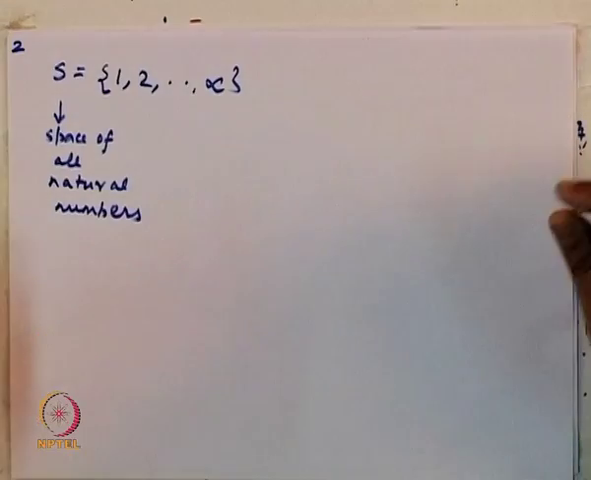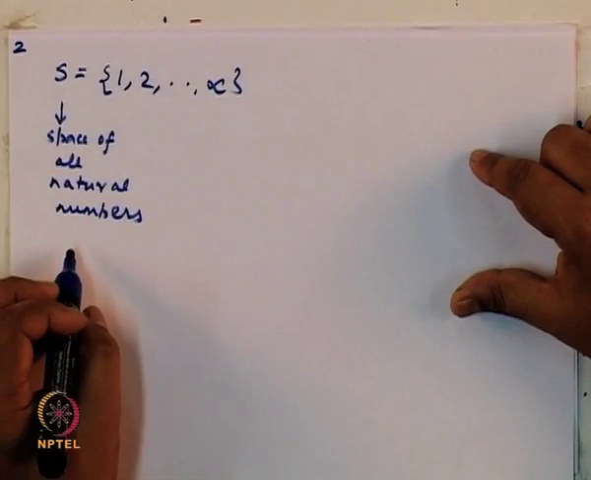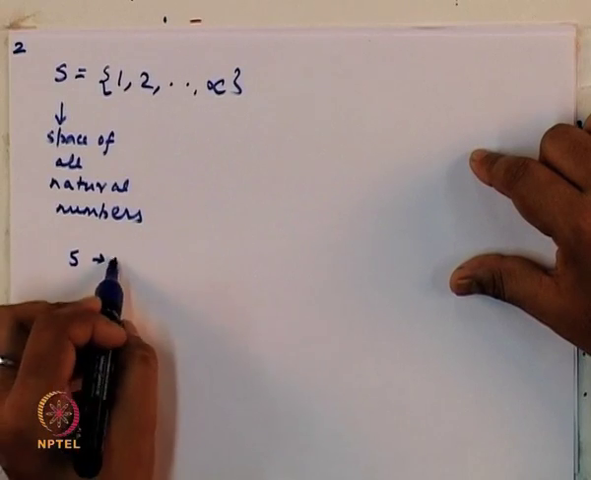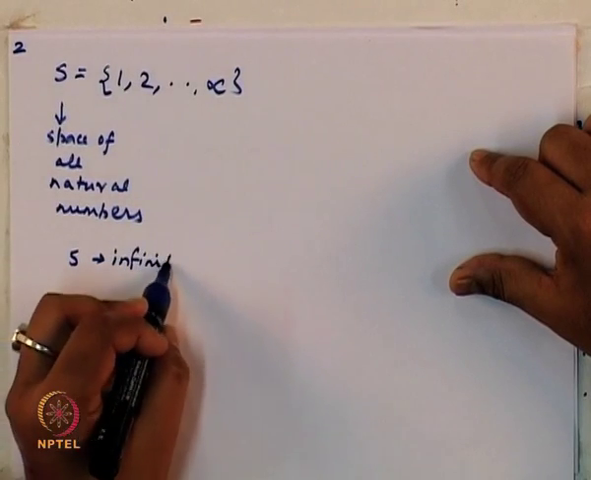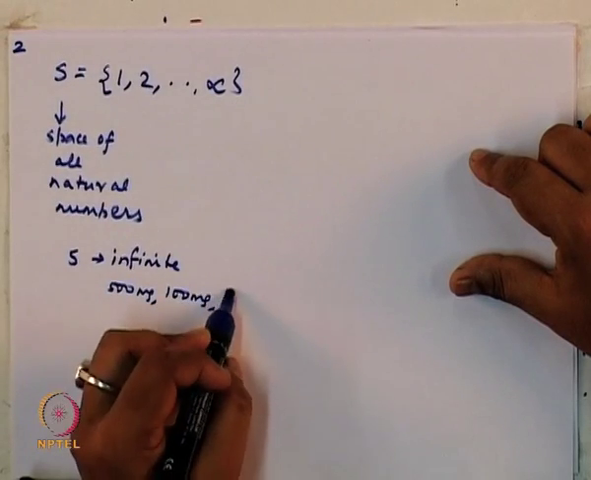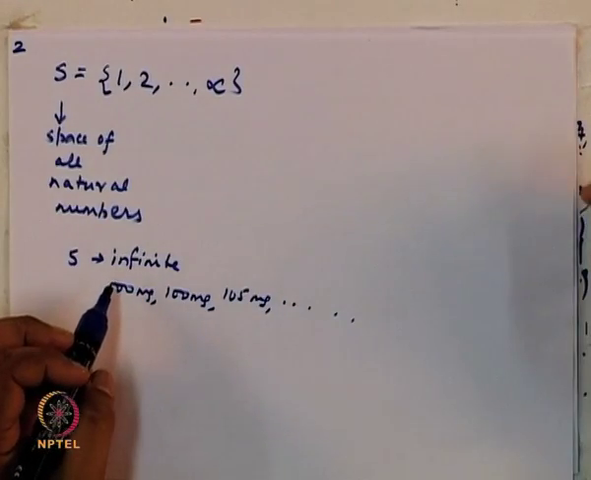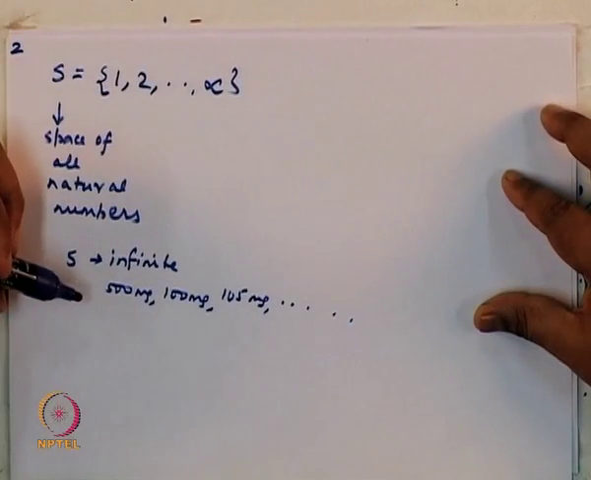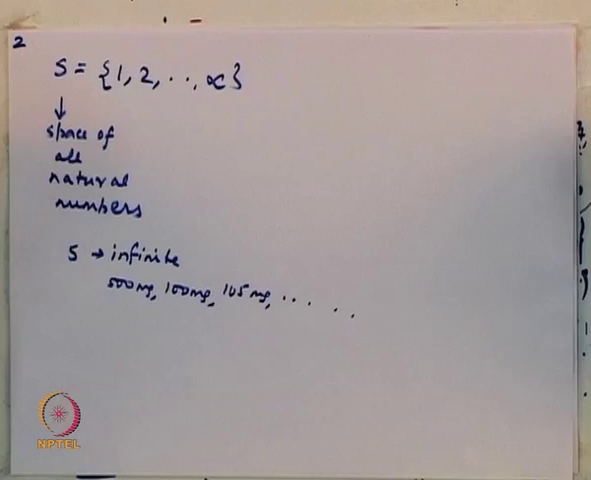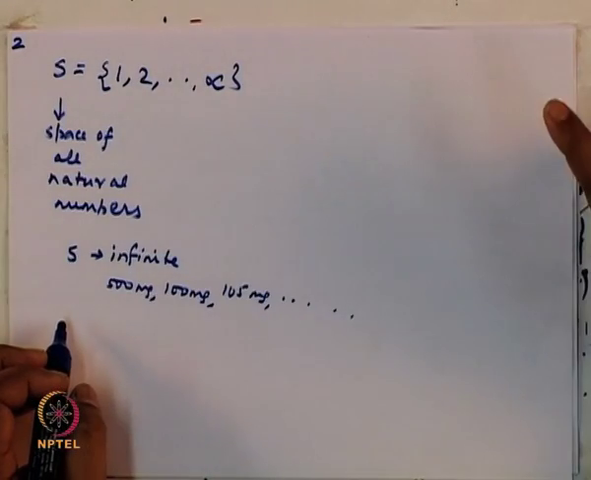Or let us say you can think of the dosage you can administer to a patient with a certain drug. In that case also S has infinite possibilities. You can give 500 milligrams, 100 milligrams, 105 milligrams, and so on. So, there are really infinite possibilities here. So, a sample space can be infinite or can be finite, as in the case of rolling a die or tossing a coin. So, S is the list of all possible outcomes.